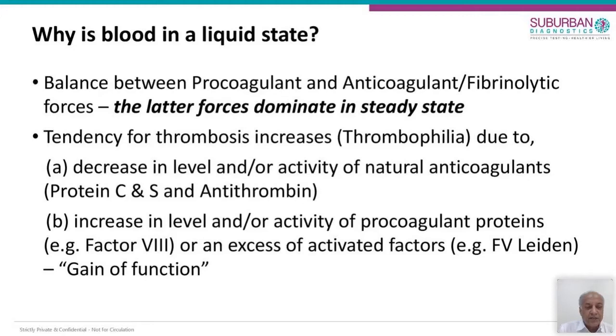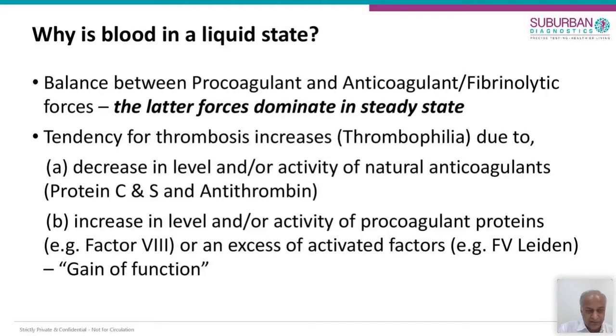Therefore, if there is an imbalance in the pre-existing equation that we have in our body, that will lead to either increased bleeding tendency or thrombosis. But here we are talking about thrombosis, and thrombosis happens when there's a decrease in the level or activity of natural anticoagulants, which I have mentioned earlier, or the fibrinolytic pathway. Of course, fibrinolytic pathway abnormalities are not so common.